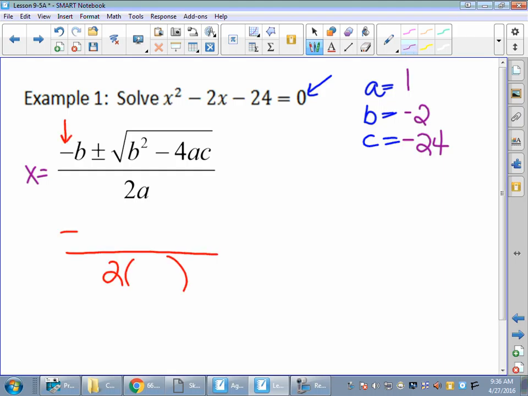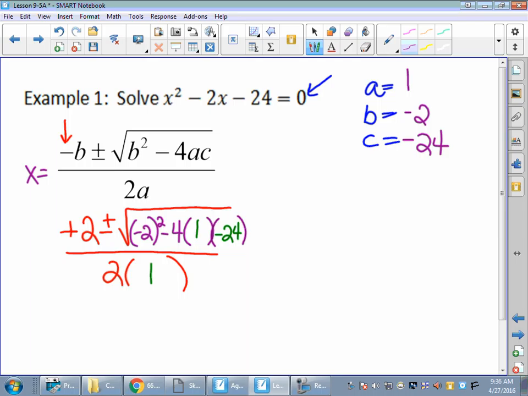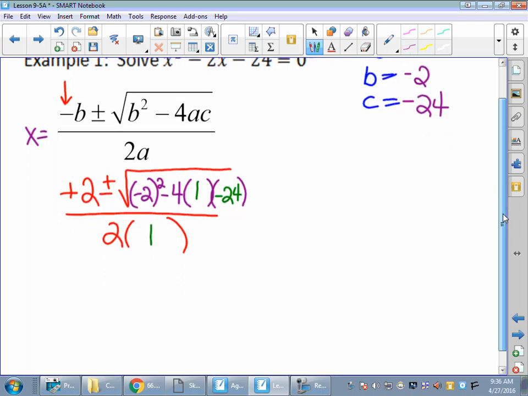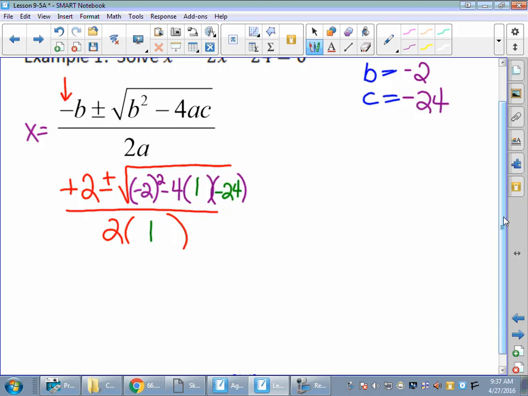that means we're going to have a positive 2 plus or minus the square root of b squared, so negative 2 squared, minus 4 times a times c. Well, a is 1 and c is negative 24. That's all over 2a. I like to fill everything in first, and now we're going to do the math. So here's how you should do the math to keep yourself from getting messed up.